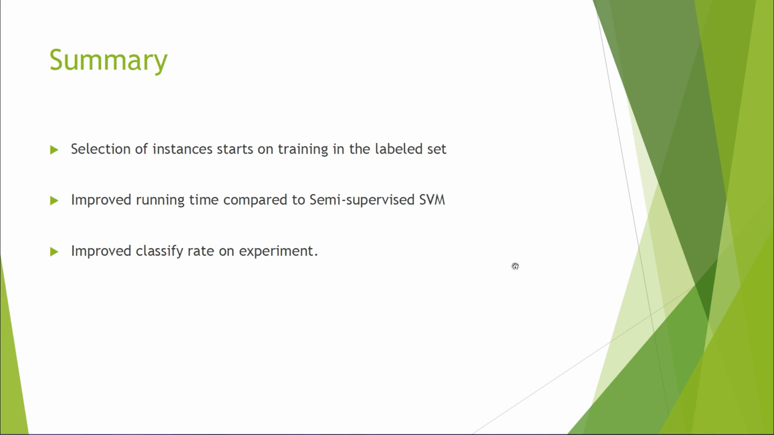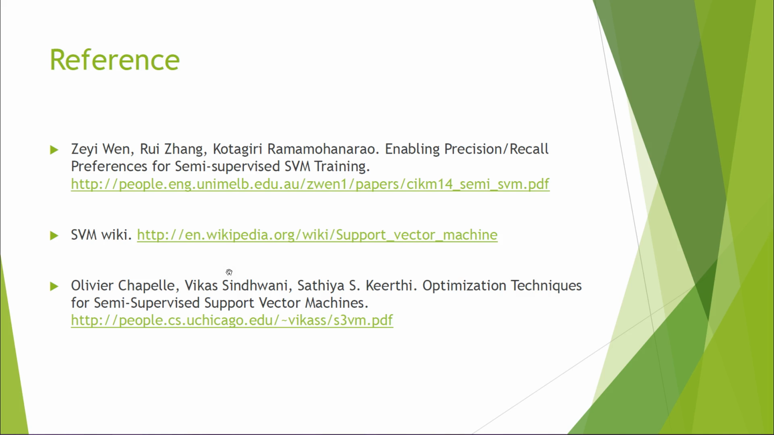So to summarize this paper, it uses the selection of the instances before classifying the unlabeled set, and during training it adjusts the value so that the F1 score is improved and a satisfied recall rate and precision rate are obtained. It also improves the running time because it is using a subset of the instances. In the experiment, it also improves the classification rate. And then here is my reference.